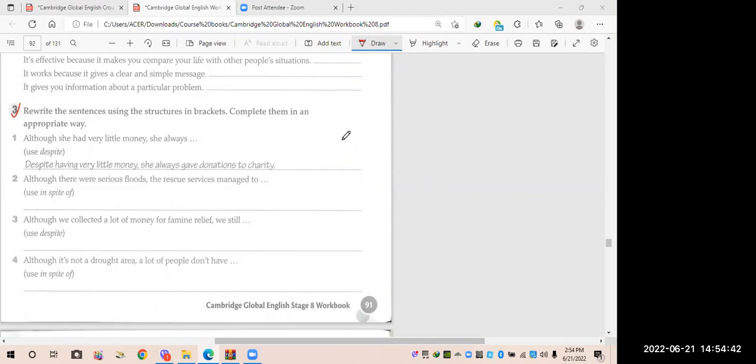In spite of serious flood, the rescue service managed to rescue everyone safely. Despite collecting a lot of money for the famine relief, we still do not have enough money to feed everyone for a month. In spite of not being a drought area, a lot of people don't have enough food and water. Okay, thank you.